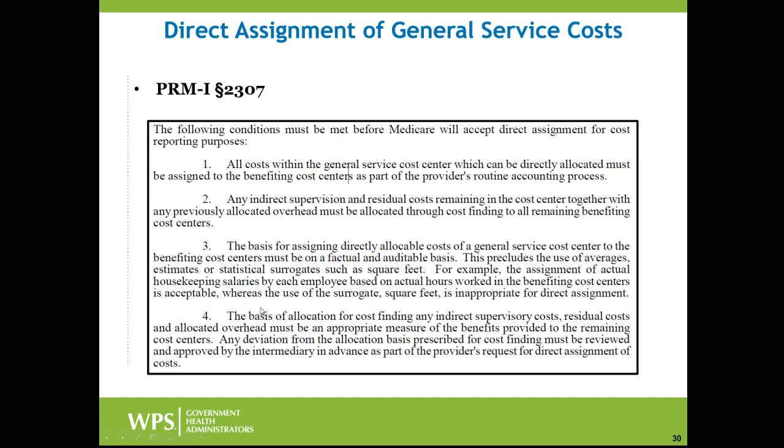That's perfectly fine. Number four, the basis of allocation for cost finding of any indirect supervisory costs or residual costs must be some sort of appropriate measure. It must be a good square footage, a good statistic to allocate the costs out to the cost centers. In other words, those are left. Those have to go through normal step down. They cannot be directly assigned. And as we said before, if they are changing the allocation basis, that would be a separate thing altogether. You could technically have a direct assignment request paired with a change in statistics for what's left. There's nothing wrong with that.